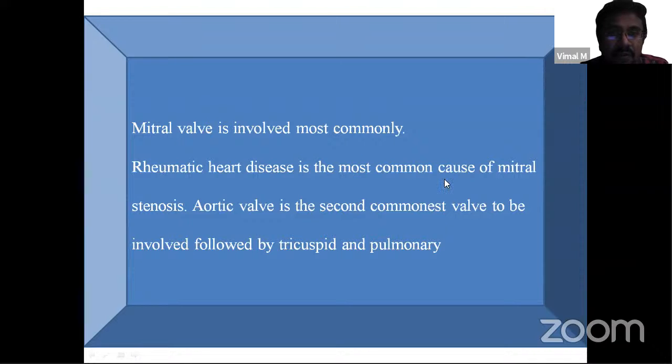The mitral valve is involved most commonly, and rheumatic heart disease is the most common cause of mitral stenosis. After the involvement of the mitral valve, the aortic valve is the second commonest valve to be involved, followed by tricuspid and pulmonary. So the order of involvement of the valves will be mitral, followed by aortic, and followed by tricuspid and pulmonary.